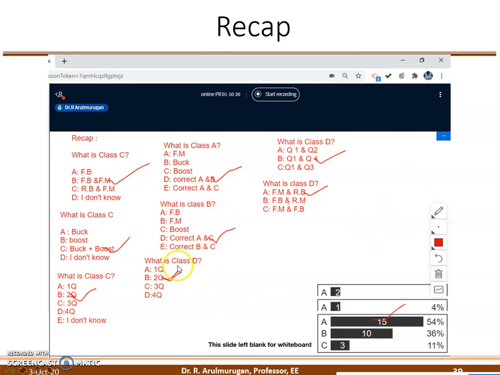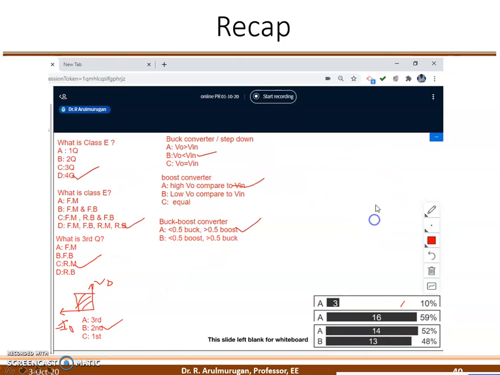Okay, next one. What is class D? Class D is a two quadrant. What are the two quadrants? Class A and class B together are called class C. Now what is class D? Class D is nothing but this other combination.